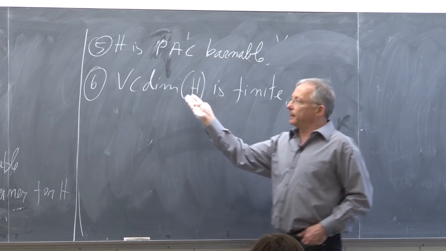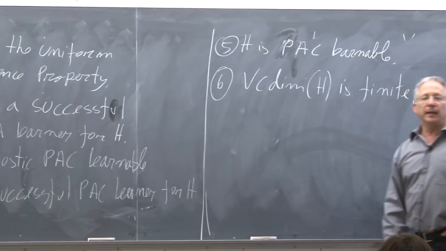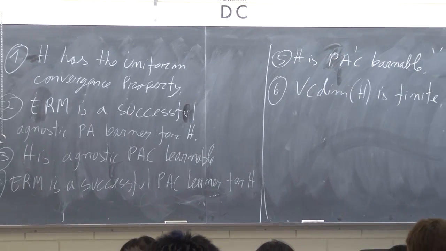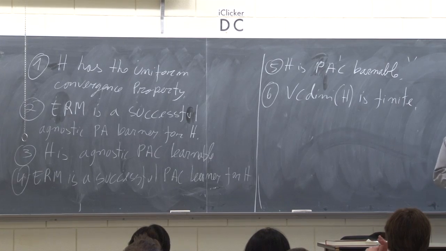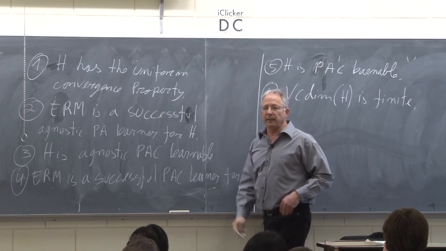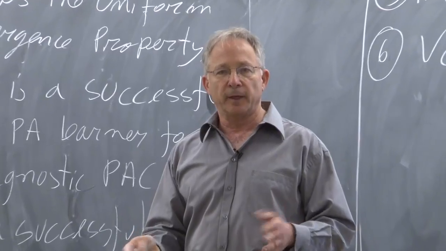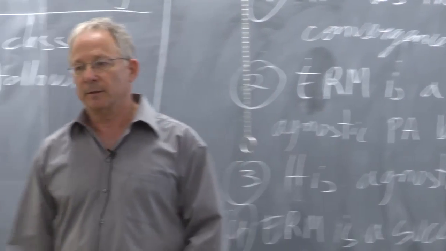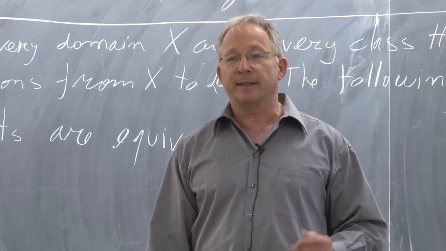So somehow the VC dimension captures all the different notions of learnability that we've been discussing. Agnostic PAC, the success of an ERM algorithm, either in the agnostic case or in the PAC sense, and the uniform convergence property, the property that large enough samples are guaranteed to be epsilon representative. All of those properties are captured by the VC dimension. So that's why we call it the fundamental theorem of statistical machine learning.